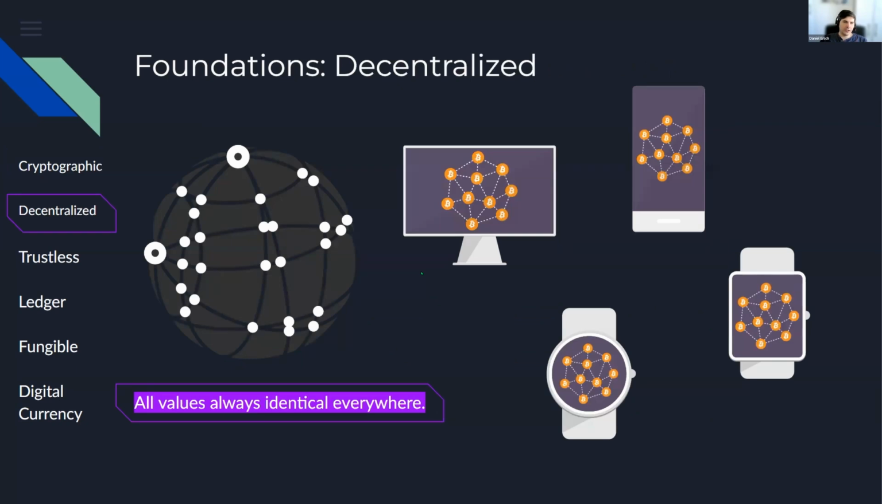All right. Next, we have decentralization. And this essentially just means that the Bitcoin network is a network of different computers all running the same program all around the world. And every value is always identical everywhere. There's no lag time between them. The network is created in such a way that no matter what computer you're looking at, everything is always going to be exactly the same. And that's very important.